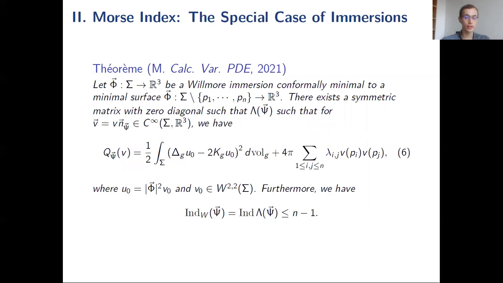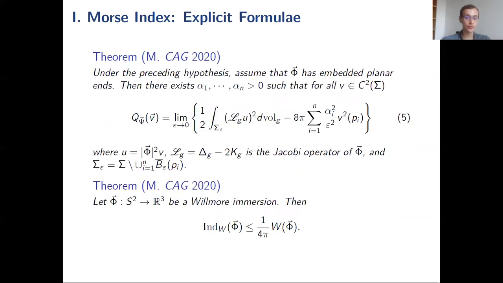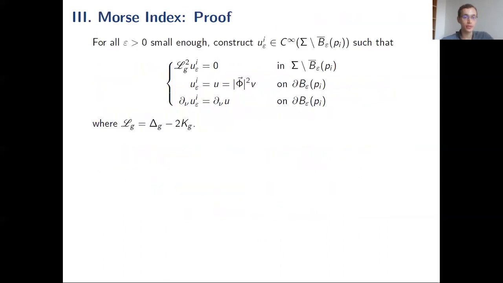Then I will explain how we can obtain this renormalized energy. The idea is to construct a Jacobi field, so not LG equal to 0, but LG squared equal to 0, or minimize the energy of this Jacobi operator squared on sigma epsilon with some adequate boundary conditions, and then remove those terms which are supposed to capture all the singular terms. So it's what is written here.